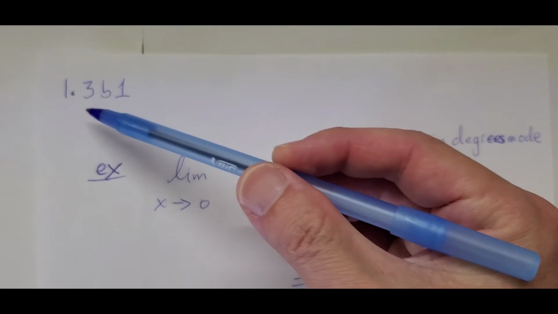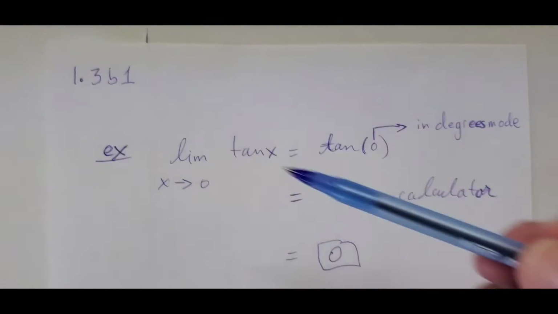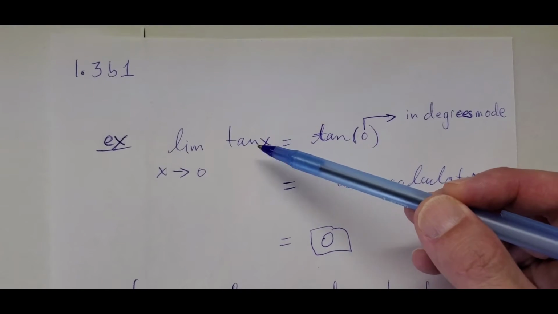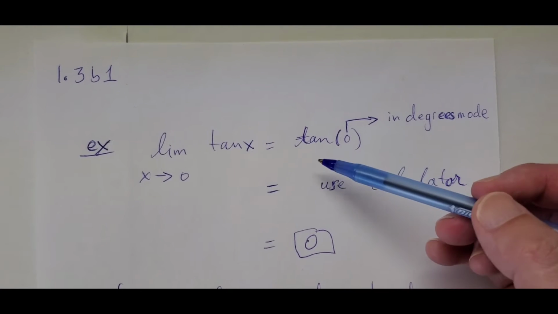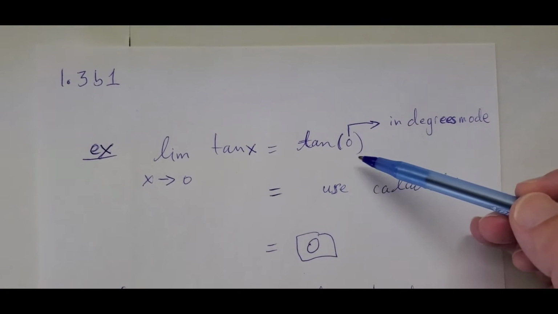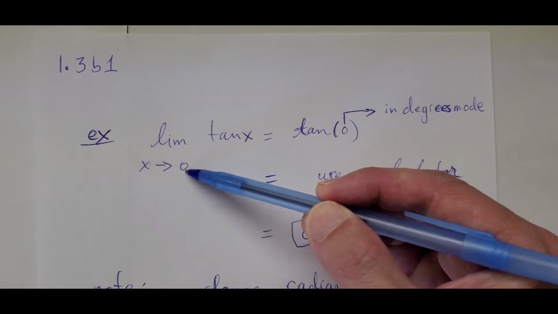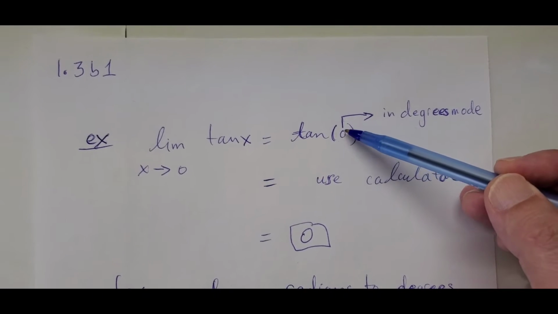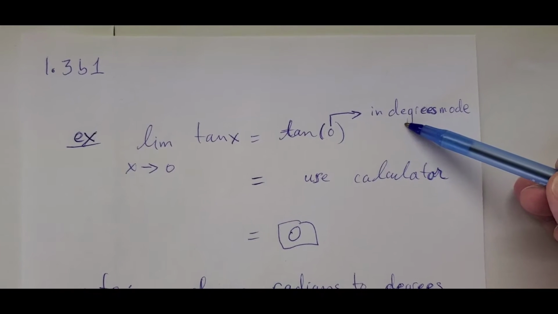This lesson is on 1.3b1. Here is an example: the limit of tangent x as x approaches 0. In this situation, put the number in; since this is 0, put the 0 in. However, make sure that the number you put in is in degree mode.